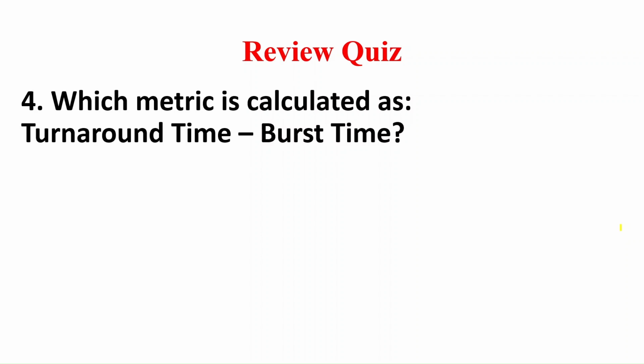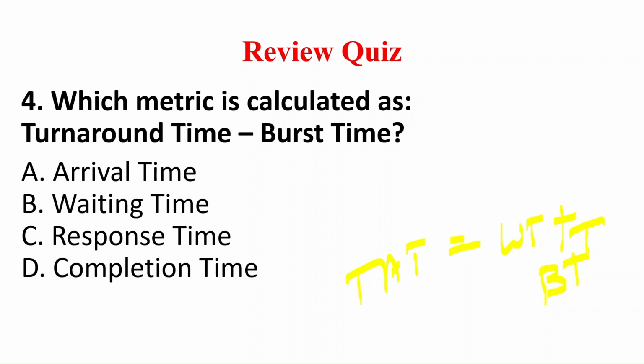Which metric is calculated as turnaround time minus burst time? We discussed this formula in a different way. How do we calculate the turnaround time? We discussed that turnaround time is equal to wait time plus burst time. Here they asked for turnaround time minus burst time, so obviously the answer will be the wait time. The options are arrival time, wait time, response time, and completion time. Turnaround time is the summation of burst time plus wait time. So the option will be wait time.